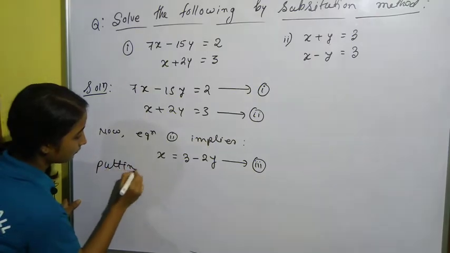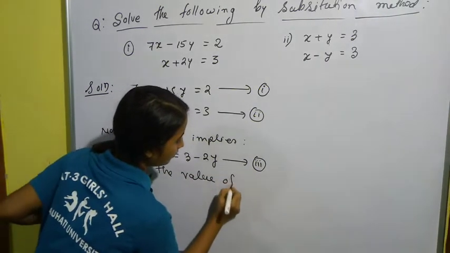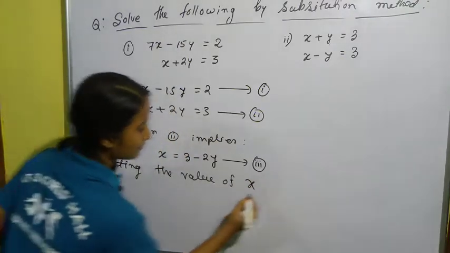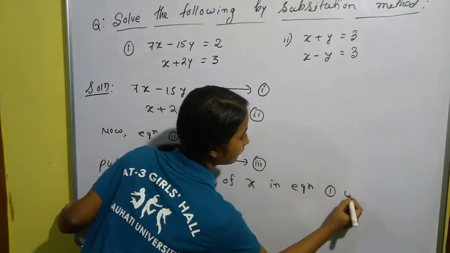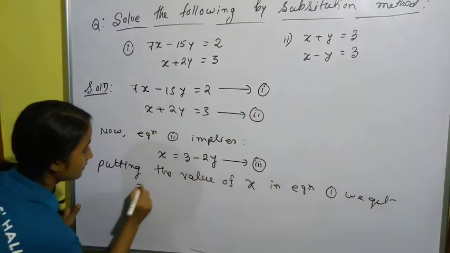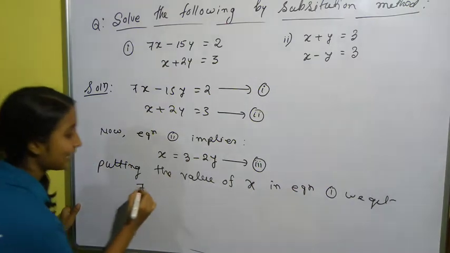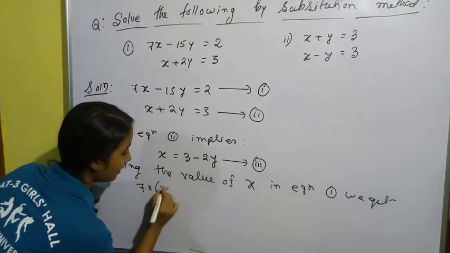Putting the value of x in equation 1, we get 7 into x. X means 3 minus twice y.